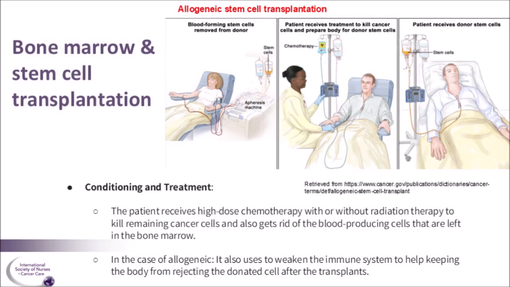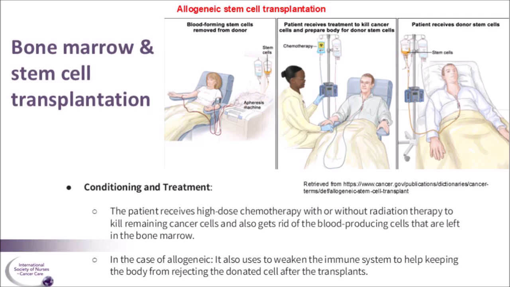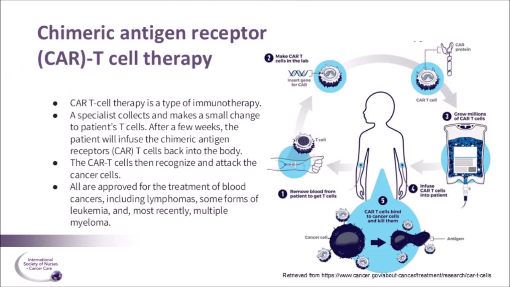Following a successful stem cell transplant, the bone marrow is repopulated with blood stem cells from the healthy donor, which will rebuild the patient's blood and immune systems. This step is critical for the effective treatment of AML. CAR T-cell therapy is a type of immunotherapy.